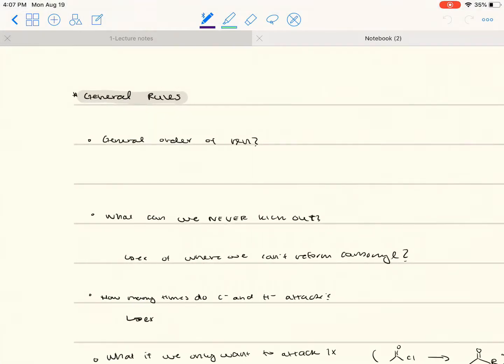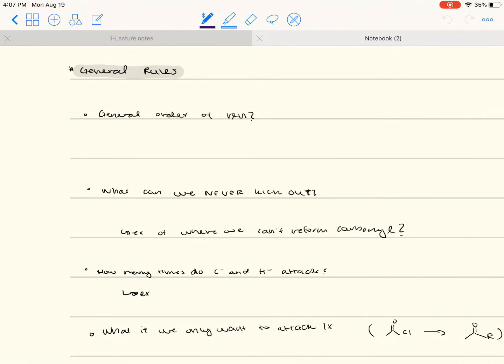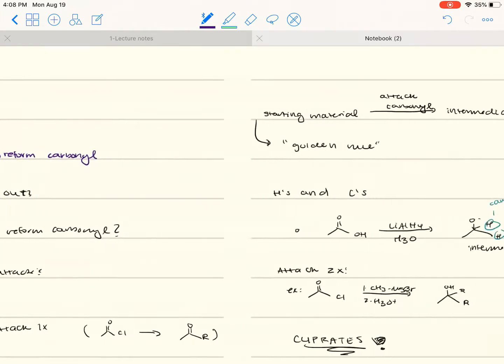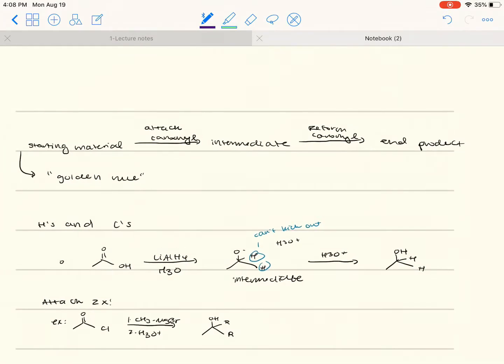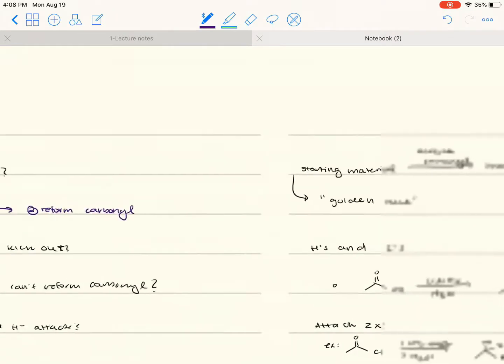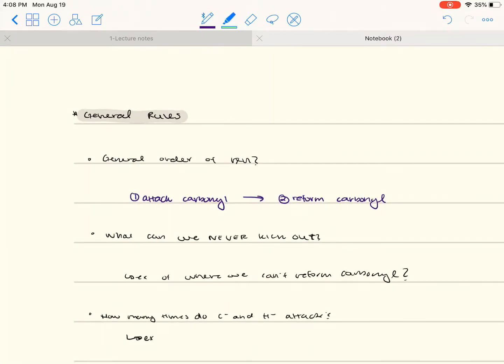So this is saying what's the general order of a carboxylic reaction. Now, if I was going to answer this question, what I would do is I'd say, okay, first we'll attack the carbonyl, and the second thing is we'll reform the carbonyl. So as you can see, those are our two main steps. We'll have our starting material, we'll attack it, and we'll reform the carbonyl, and that'll lead us to our end product. So as you can see, I could go over, see that I basically got it right, and then because I got it right, I'd do a little green dot.